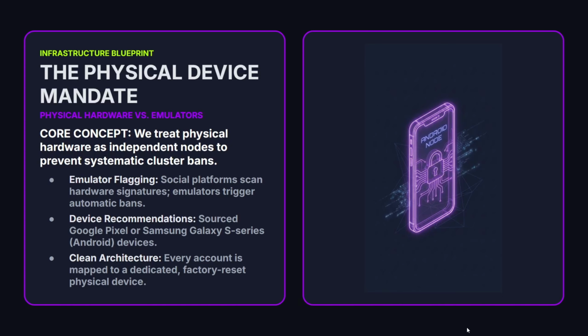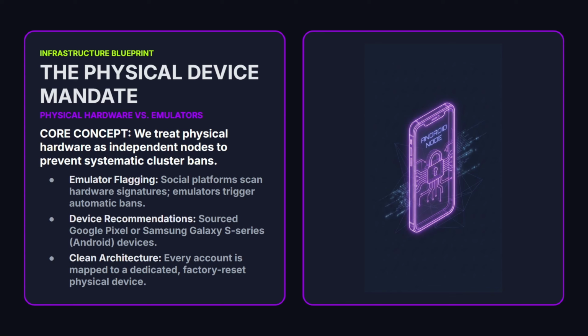This brings us to the hardware mandate. You must use physical dedicated devices. Do not use emulators. Platforms scan deep device hardware signatures, including screen resolution, battery telemetry, CPU architecture, and device sensors. Emulators have static artificial signatures that instantly trigger bot detection filters on modern social apps.